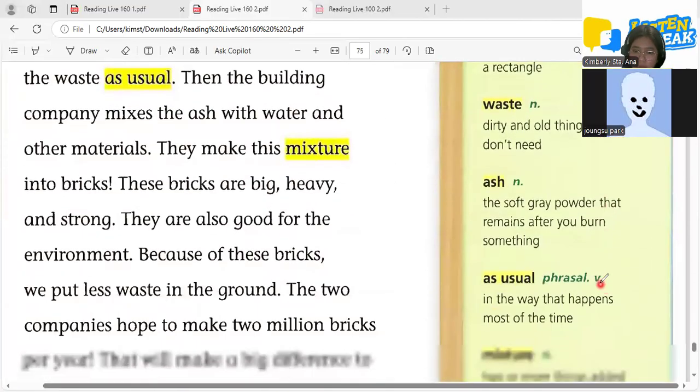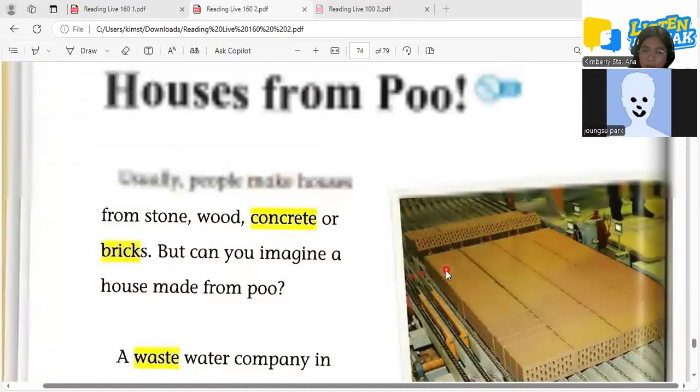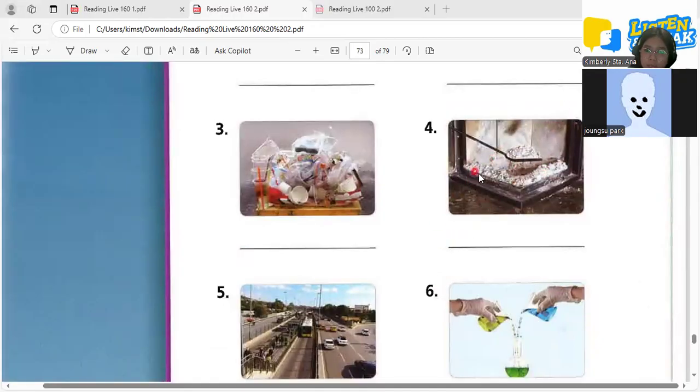Now let's go here. What's the next word, Jimin? Can you say ash? Nice work. Let's read it again, please. Ash. Okay, what is ash, Jimin? The soft gray powder that remains after you burn something. So when we burn something like paper, boxes, old clothes, or wood, after burning it, we can see a lot of ash. So let me show you a picture.